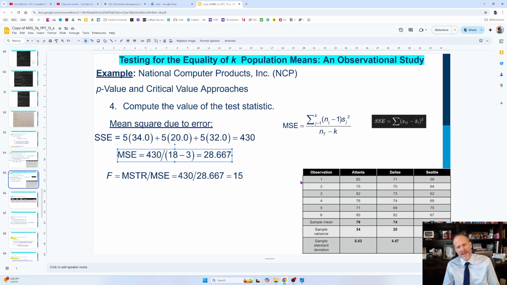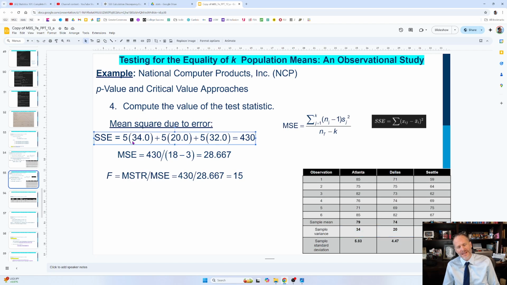To get this formula here, we've got 5 and 5 and 5. That is how many observations were in the sample, minus one of them. There were 6, so 6 minus 1 is 5, and we get a 5 in front of each. Theoretically this could have been 8 minus 1 or 9 minus 1. Then we multiply it by 34, 20, 32, the sample variance for each of those treatments, and you add all that up and get 430.